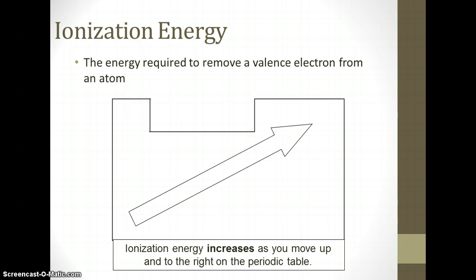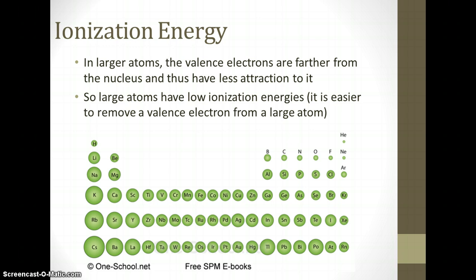Now, ionization energy is the amount of energy that is required to remove those valence electrons from an atom. And that also, as we go to the right and up on our periodic table, we will see increase. In larger atoms, the valence electrons, again, those outermost electrons, are farther from the nucleus. Therefore, they have less attraction to it. We can see this same pattern occurring over and over again about electrons being far from the nucleus. So large atoms have low ionization energies because those electrons are so far away from the nucleus, you don't need a whole lot of energy to remove them. But the small atoms, they have a lot more.